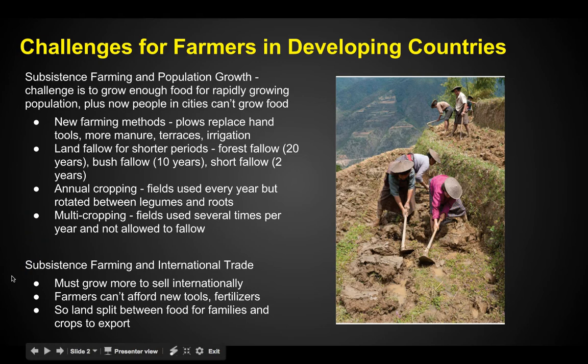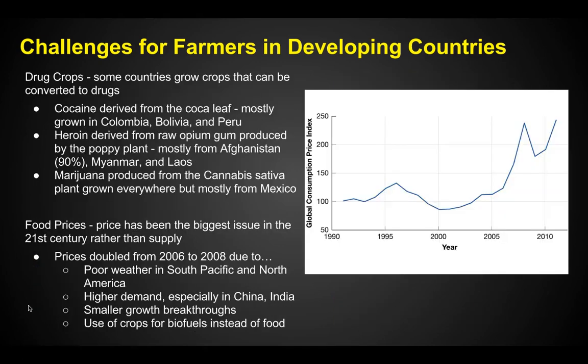Subsistence farming and international trade. Here's the deal. Subsistence farmers have to grow food for their own families in the community, but now to compete, they also have to grow and sell internationally, which is a real big challenge because farmers can't afford new tools and they certainly can't afford fertilizers. So the land is split between food for families and crops for export.